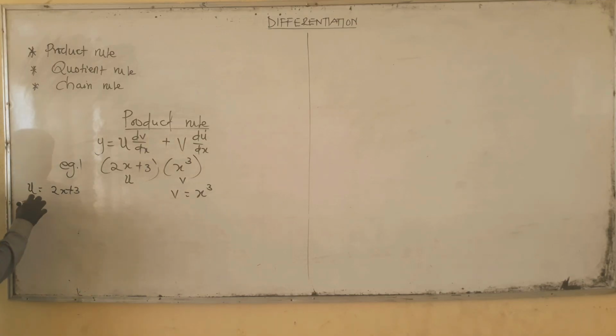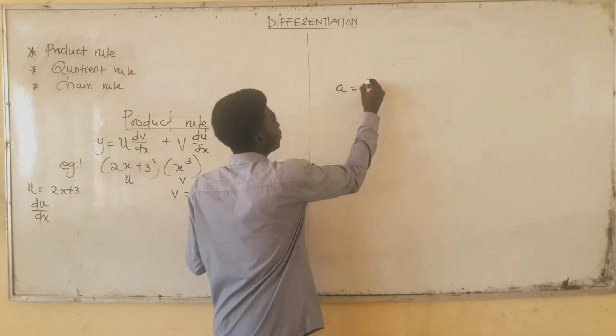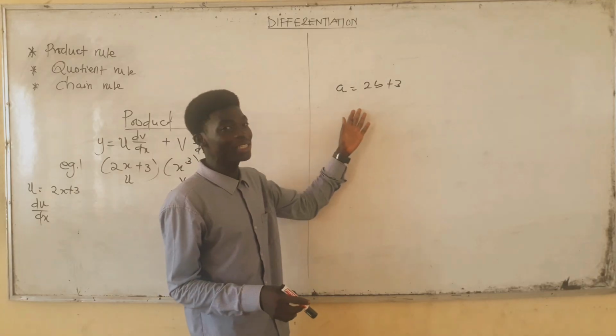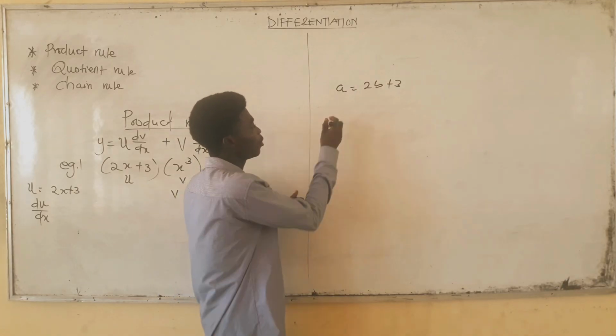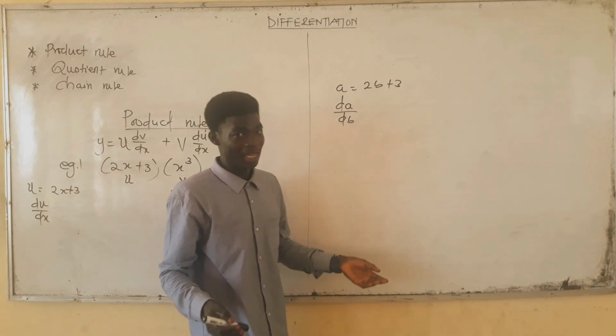So now our u. If you want to differentiate u, we have du with respect to x. Why is it with respect to x? We know that the function here is u, so we have u = 2x + 3, and we want to differentiate with respect to the variable here, that is x. So let's say you have a = 2b + 3, and you want to differentiate a. So you are differentiating with respect to b. So now you have da over db. And that is how it works.